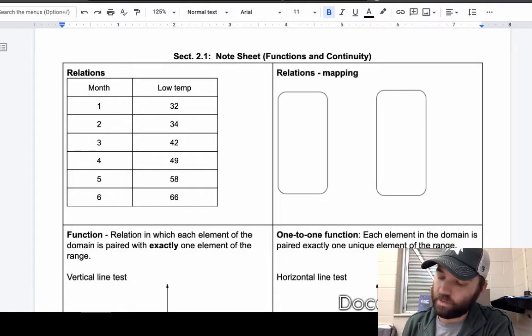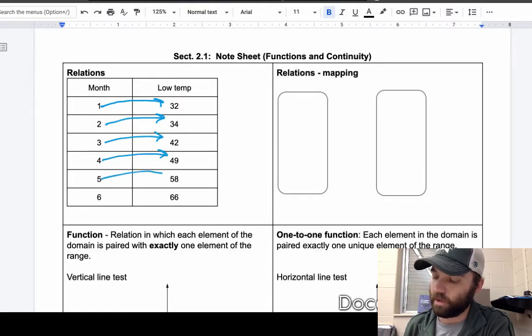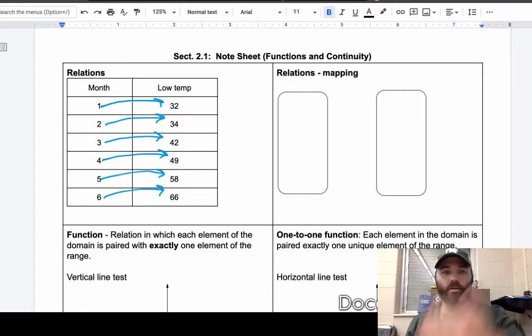All right, now what we're saying here in this one is that month one, January, had a low temp of 32. So what we can draw is arrows, if we want, from number to number here. This would be called a mapping. Now this mapping is pretty simple because it just maps the month straight onto the low temperature, and we put it in a table because that's how we wanted to organize the data. And so it's not a very interesting mapping.